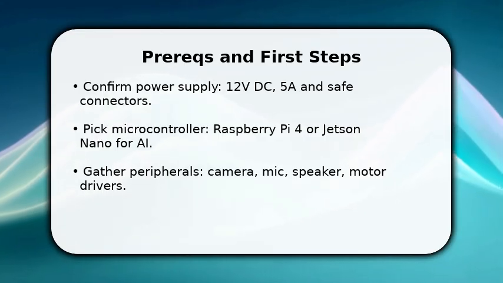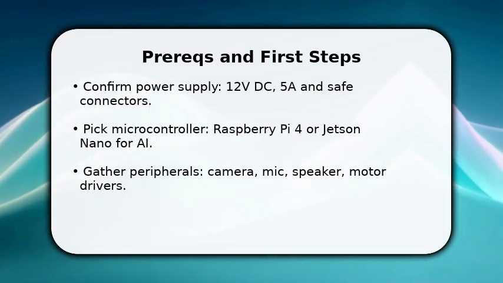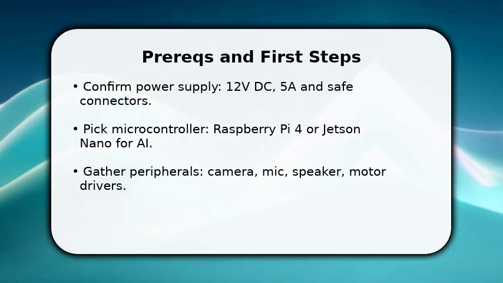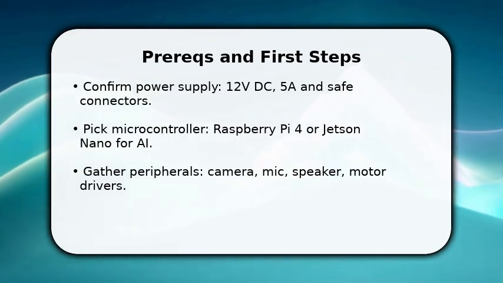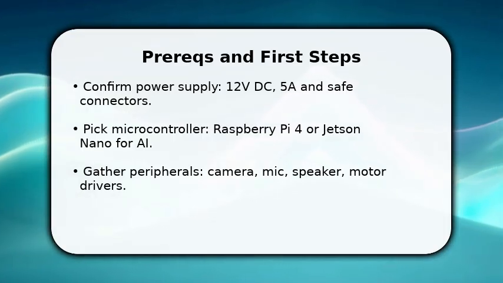Once done, mount the camera and mic near the chassis for clear input, and wire motor drivers to the controller with common ground. Make sure to label connectors and test power rails with a multimeter before powering the system to avoid fried components. You now integrate software and the AI stack.